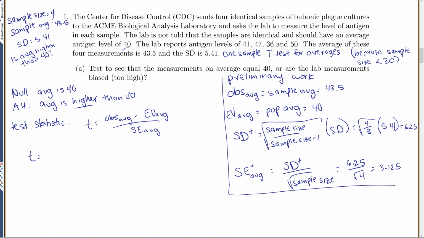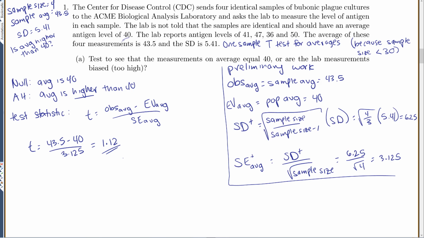So t is going to equal our observed average of 43.5 minus our expected average of 40 over the standard error of 3.125, which gives me 1.12. So we're only 1.12 standard errors away from our expected value. That's not very big. We should expect to be around 1 standard error away. So I'm guessing I might end up with a big p-value. That was my test statistic.